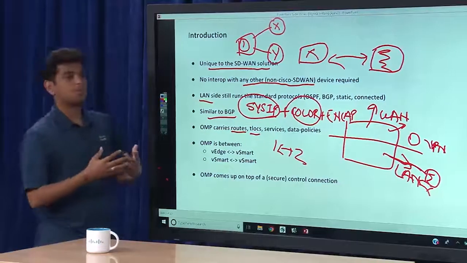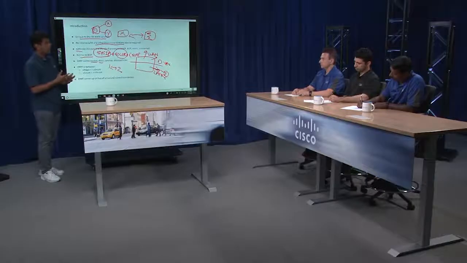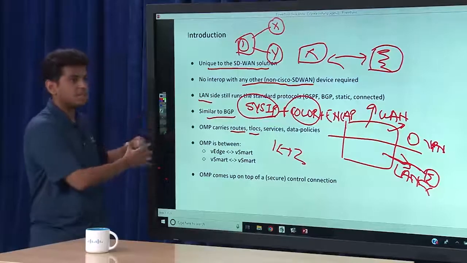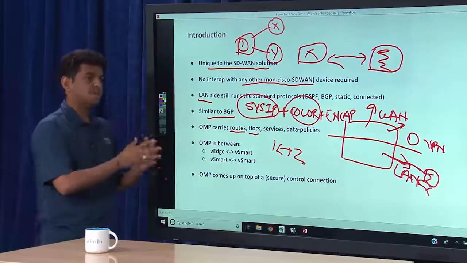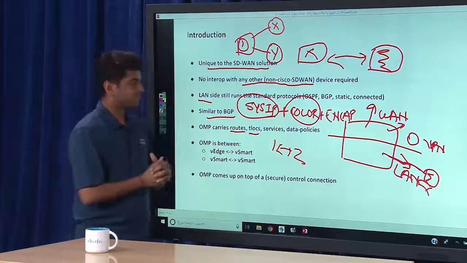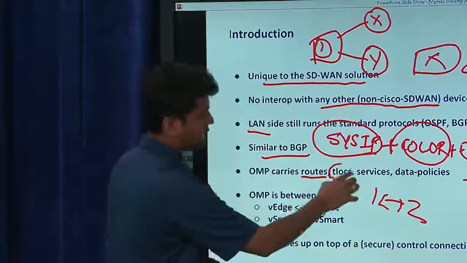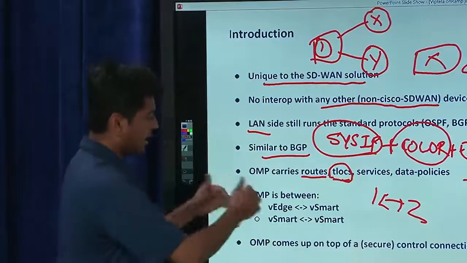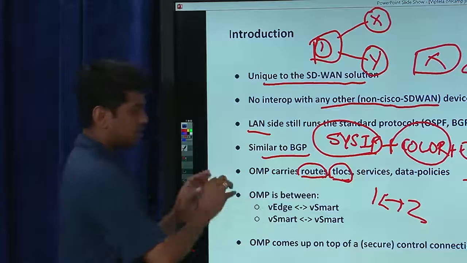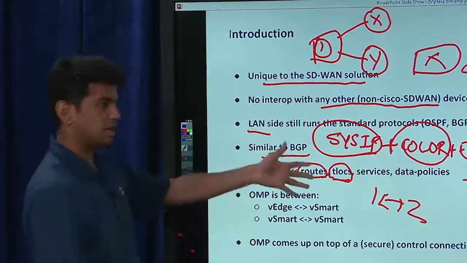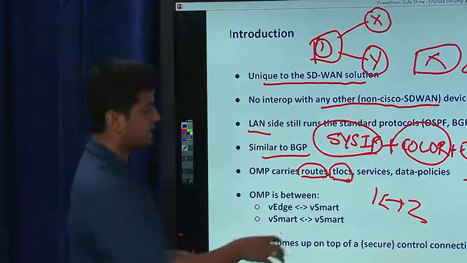And then comes the encap type. Today we support the encapsulation of IPsec and GRE protocols. These IPsec and GRE are not standards based, they are tweaked a bit for our own SD-WAN solution. So that's what defines a TLOC. I'll go over each of them in detail, but this is just to give an overview that routes and TLOCs are the main entities getting carried.